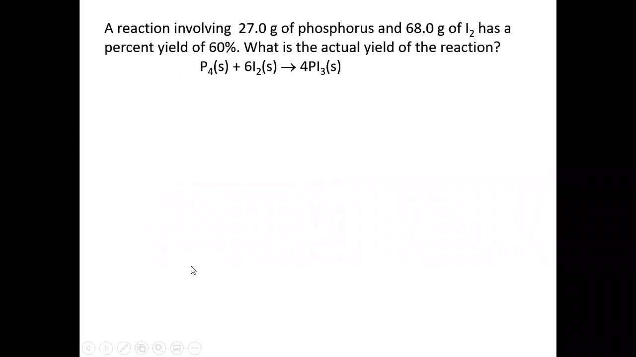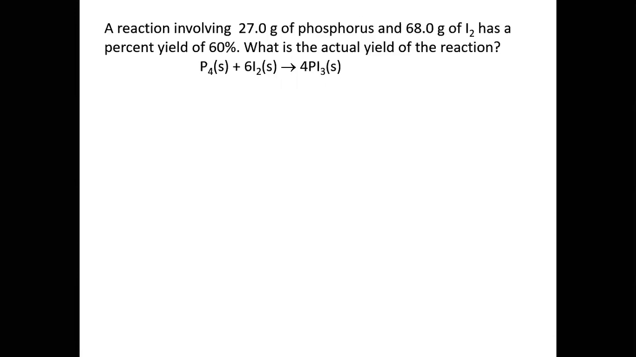So the first two examples we did were straight up, what's the percent yield? It gives us the amount of actual yield. It gives us the amount of reactants. And it says, hey, what's the percent yield? The other type of problem you can get is that it gives us the amount of reactants. And it says this reaction has, in this example, a 60% yield. What is the actual yield of the reaction?